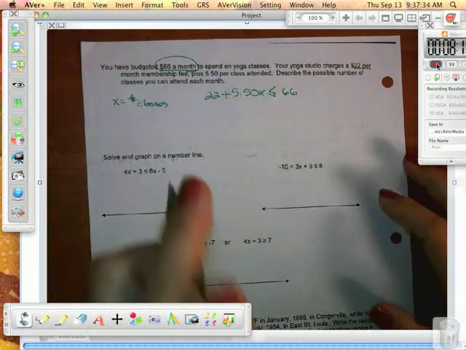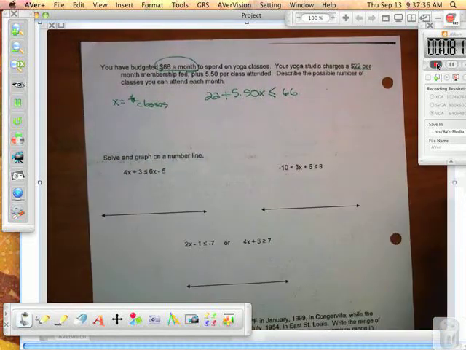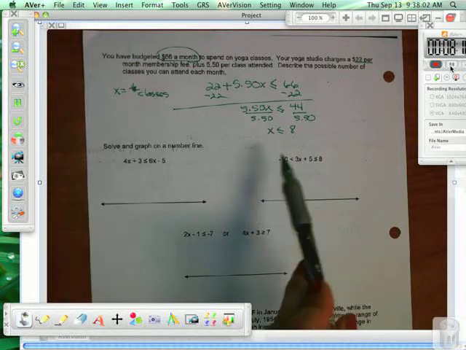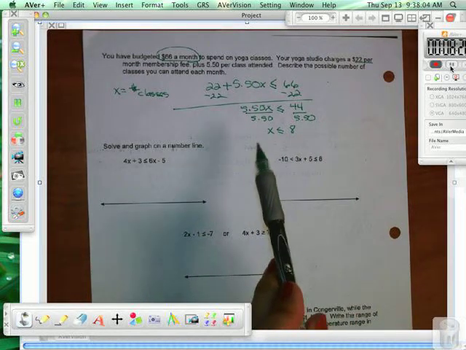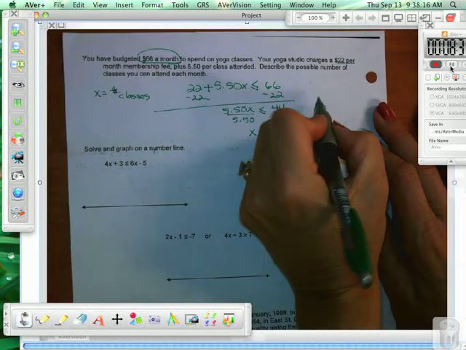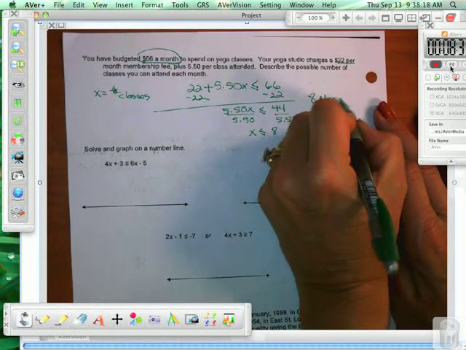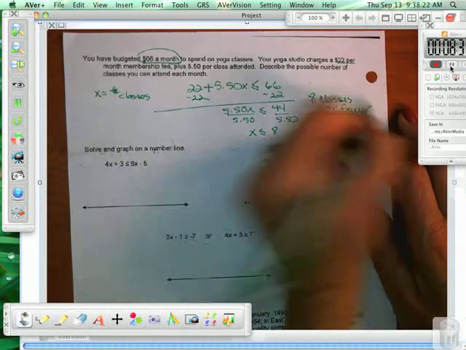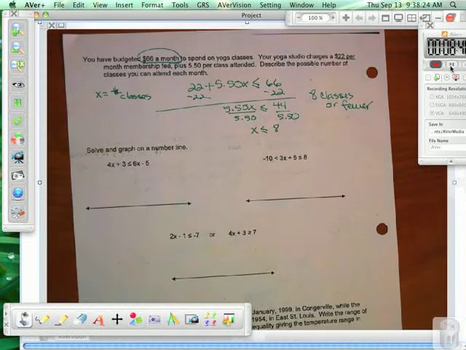Okay? And then if we solve this, I don't want you to leave your answer like that. You have to explain to me, what does that mean to the situation? Or less. Yeah, you can attend 8 classes or less a month. Yeah. 8 classes or fewer, however you want to say it, per month to stay under your budget.